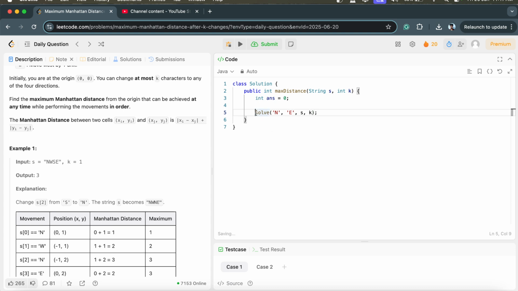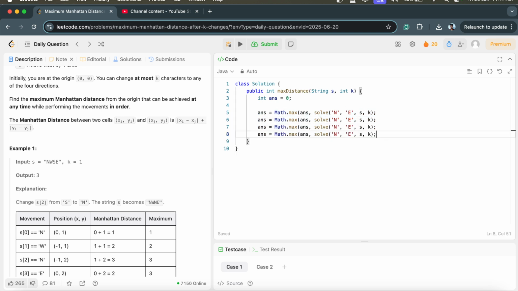Okay, and whatever the answer we get from this one, we will keep on updating it, checking if the current answer is the maximum or not. This same operation we will do in 4 different directions. So for the next one, let me copy this again, and then this answer is what we have to return.